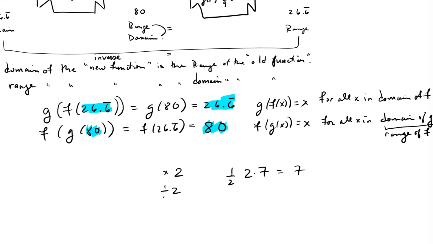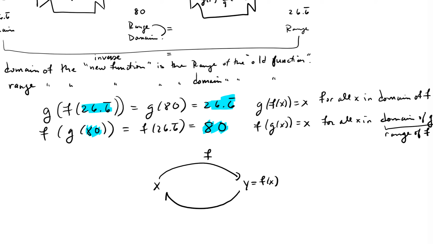Sometimes we illustrate this with a little diagram. If you've got x, you apply f, you're going to get y, which is the image of f, or f of x. Now if you apply the inverse function, and we're going to introduce a little notation here, we actually write it as f with a superscript minus 1. It's not a power.